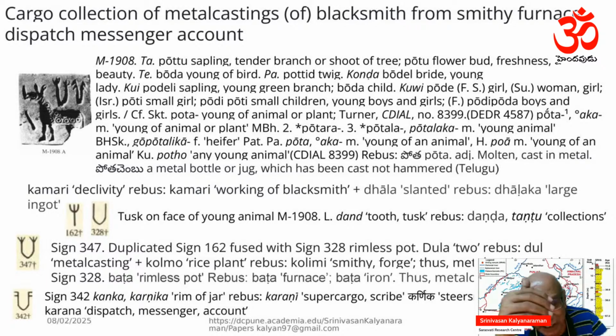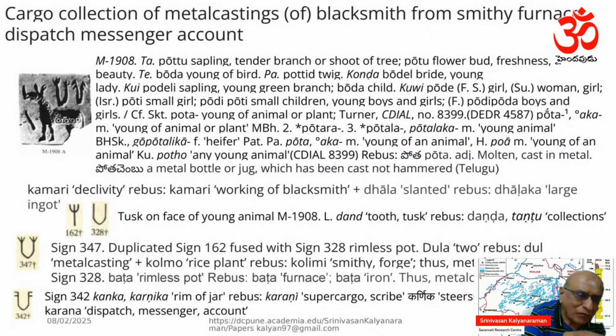Potaraju is a very famous memory in the Telugu tradition. I will come to that in a separate presentation. Potaraju with Muniamma is celebrated in a grand festival by the artisans. So now, in front of this pota, young animal, there is a slash stroke. What is that slash? It's not one, it's a slash. It's a declivity. Kamari is a declivity. It's a slash. Kamari means workings of a blacksmith. It can also be a slope. It can be a dhala. It can be slope. Dhalako means ingard. It could be either an ingard or it can be working of a blacksmith.